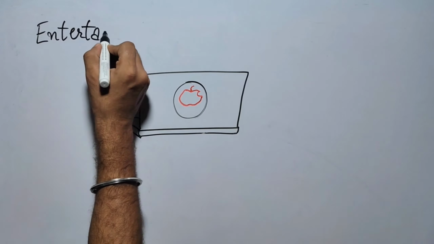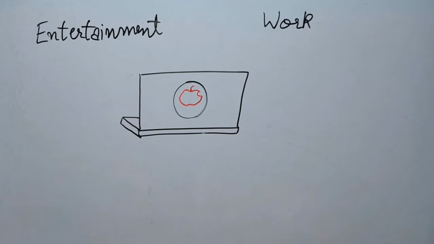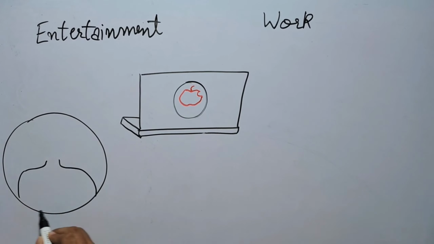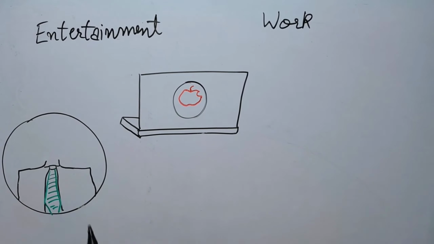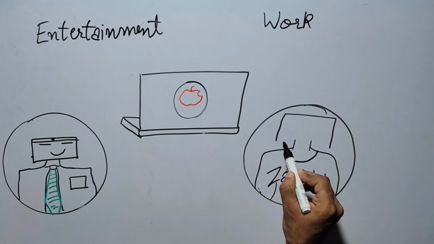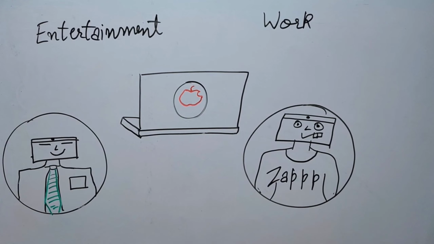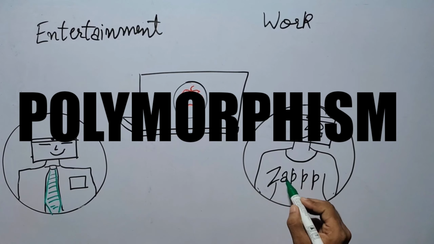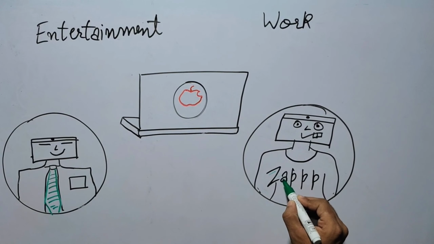Now, as mentioned, there are a variety of tasks that can be done from a laptop, from entertainment to work, and therefore it can take many forms. From a colleague that helps you out in your work, to a caring friend that entertains you whenever you're bored. This brings us to the fourth OOP concept, that is polymorphism. The name literally means taking many forms.